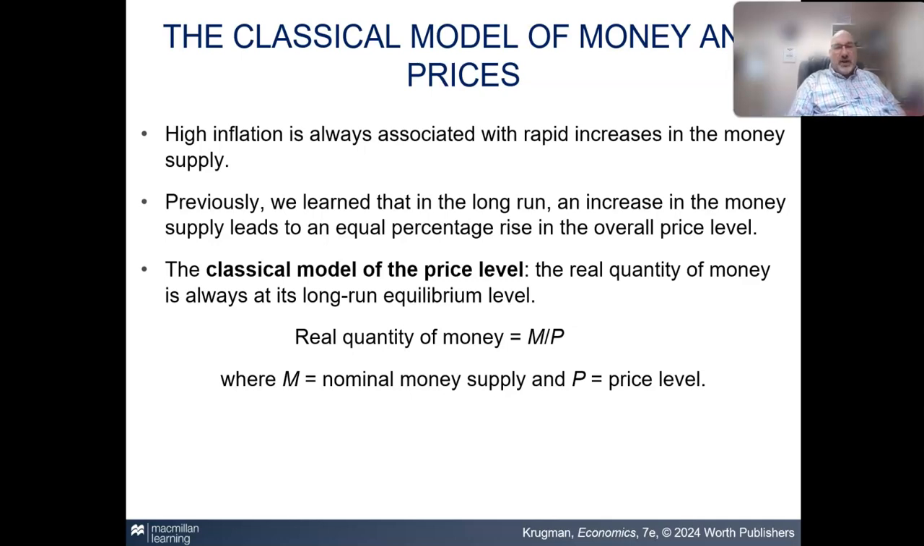Classical model of money and prices. Basically, high inflation is always associated with rapid increases in the money supply. Hyperinflation is anything over 50% a year, so yeah, it's not good. Previously, we learned that in the long run, an increase in the money supply leads to an equal percentage rise in the overall price level. So the classical model of the price level and real quantity of money is basically always at its long run equilibrium level. Real quantity of money is equal to M/P, the money supply divided by the price level, where M is the nominal money supply and P is the price level.